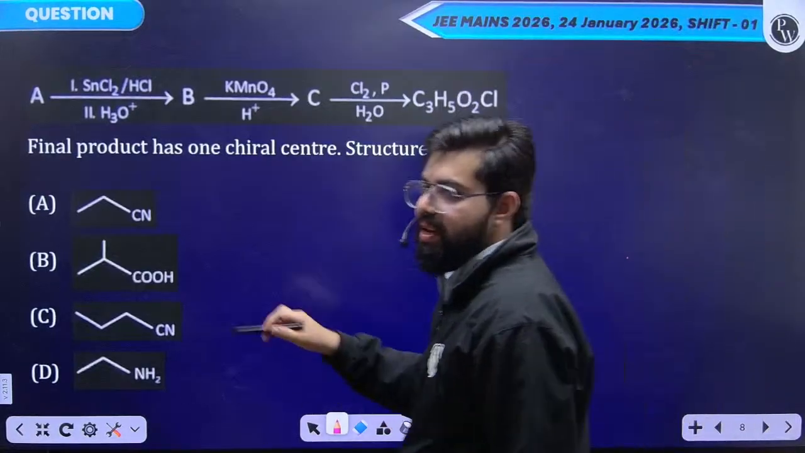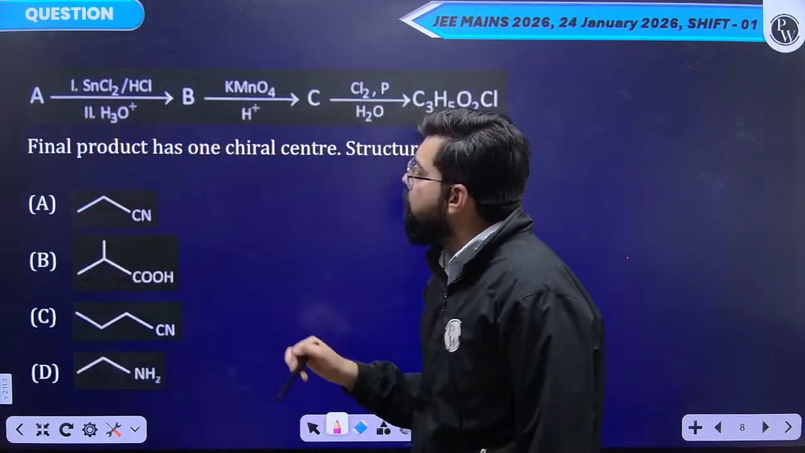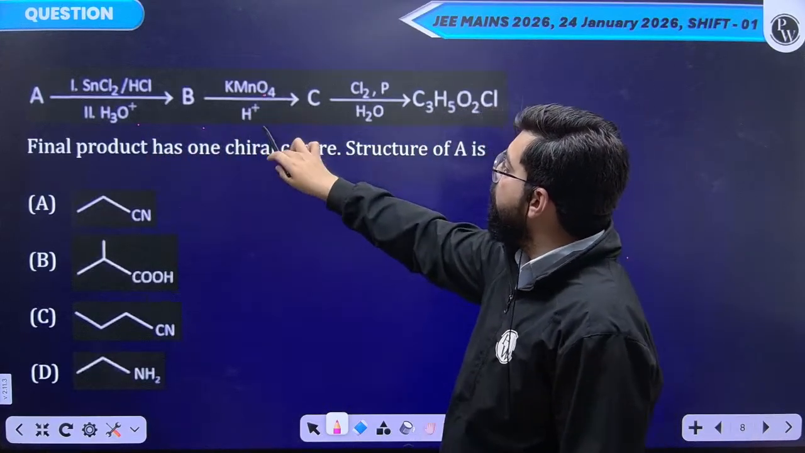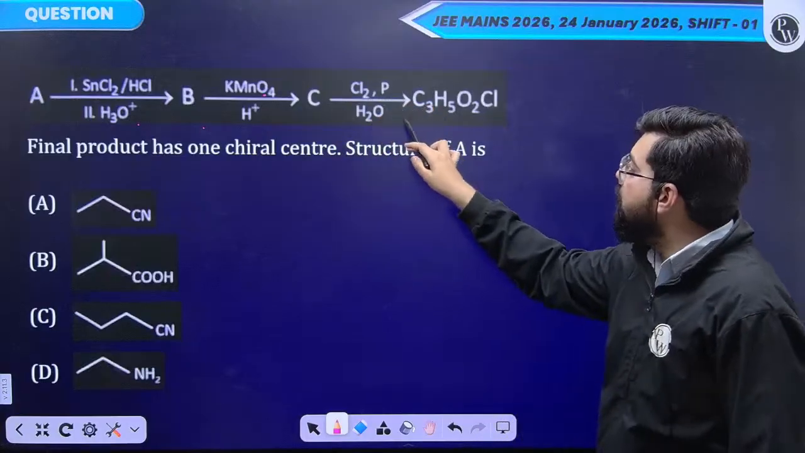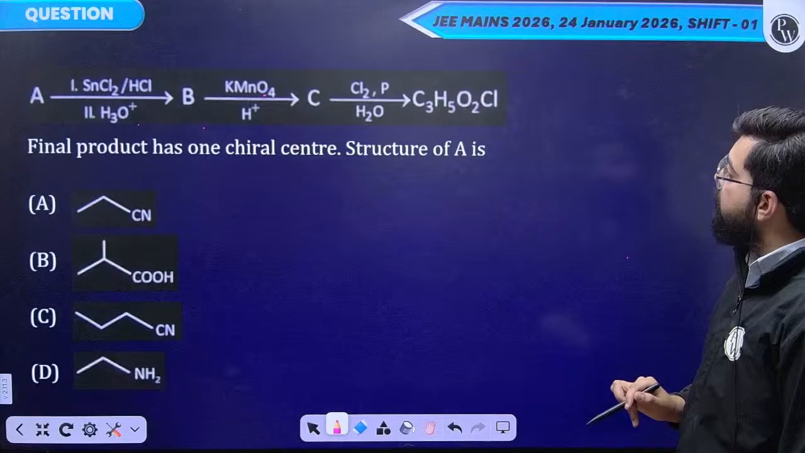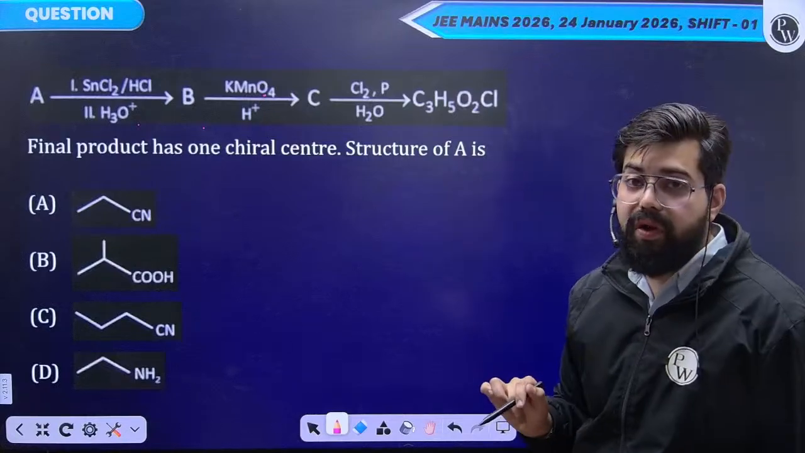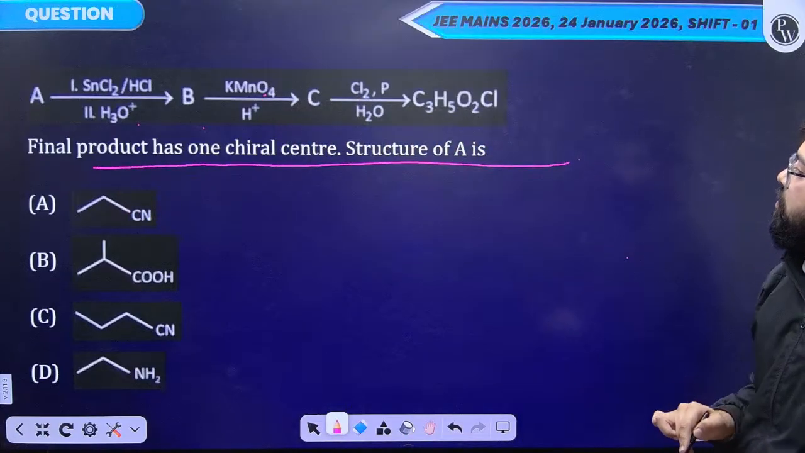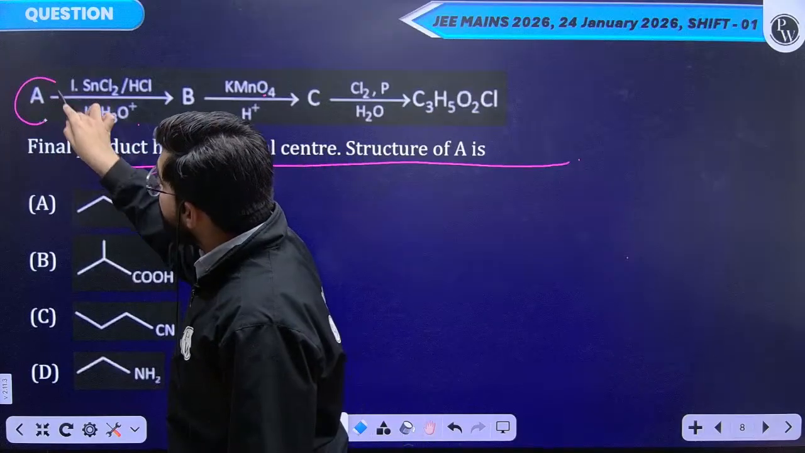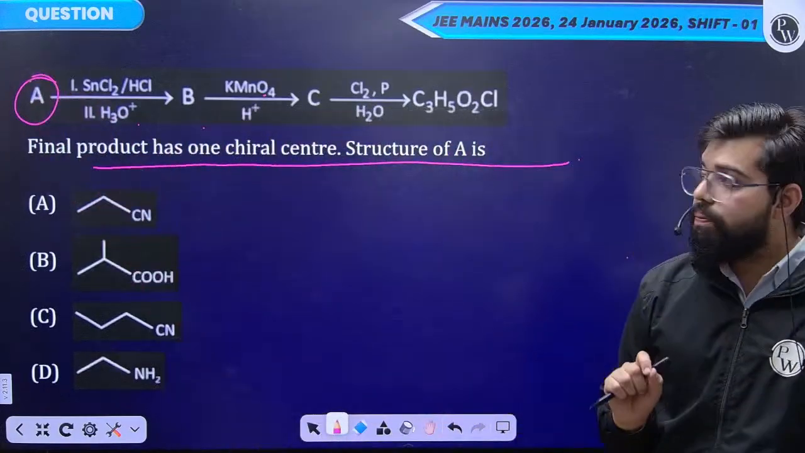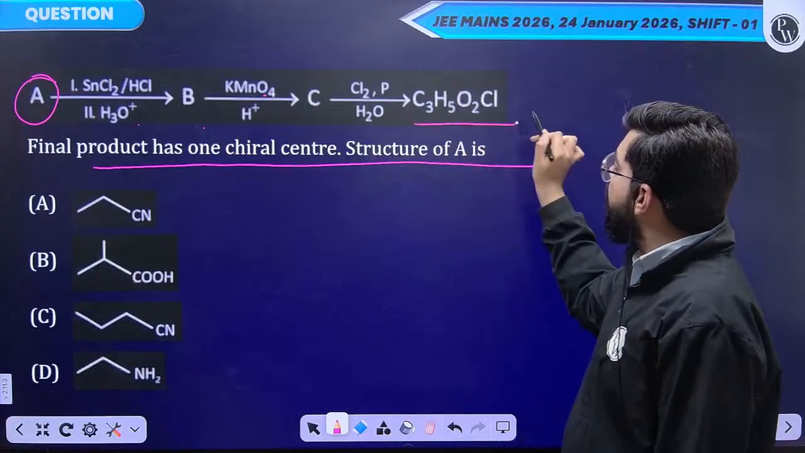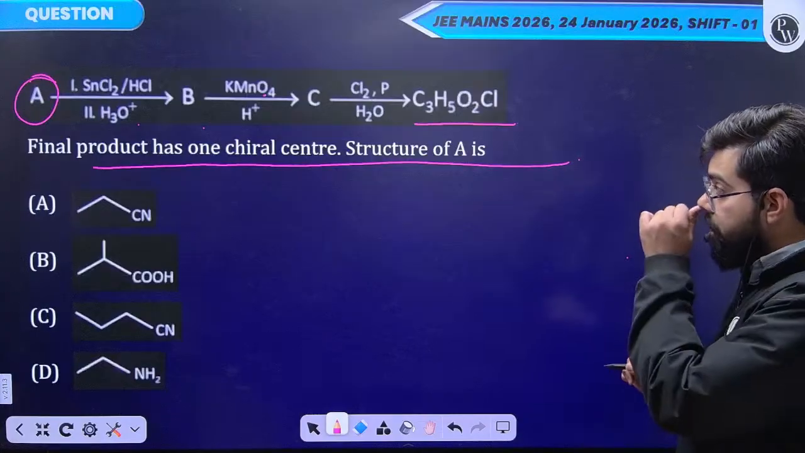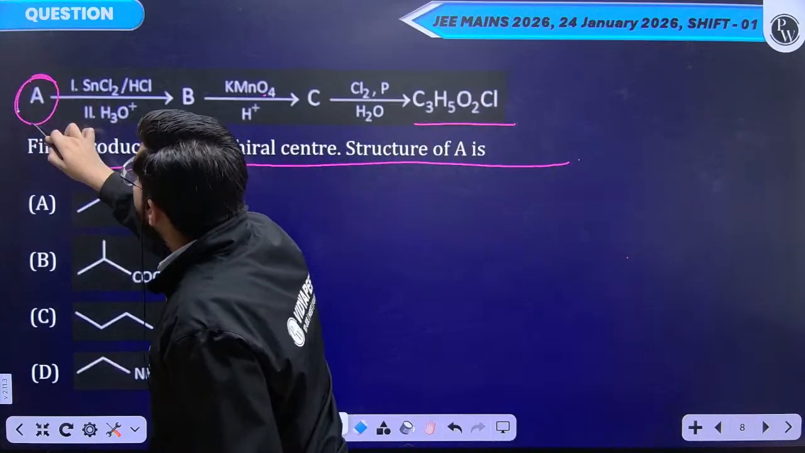Next, this is the reaction. A, SnCl2, HCl, H3O plus, hydronium ion. B, we get KMnO4. C, we get Cl2 P, and we get CH3CH(Cl)COOH, alpha chloro, right? The final product has one chiral center. The structure of A will be what? So yes, they are asking the structure of A. So one product, right? They are saying that the final product has one chiral center, so we will see in this A part.